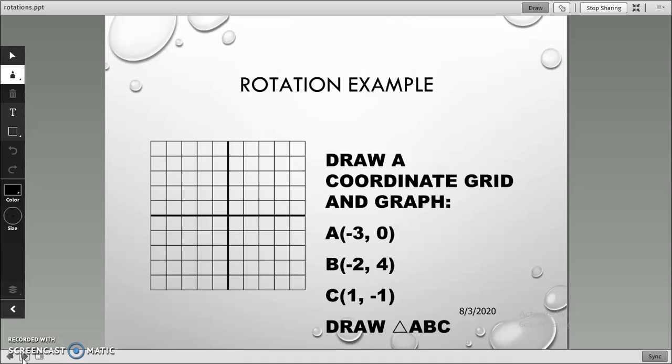All right, so now let's talk about, for the most part, when we see things, we don't just see a point, we see an entire image. So here we have a triangle. It says draw a coordinate grid and graph (-3, 0), (-2, 4), and (1, -1). Then draw a triangle ABC. So (-3, 0), (-2, 4), and (1, -1). All right, then I drew the triangle.